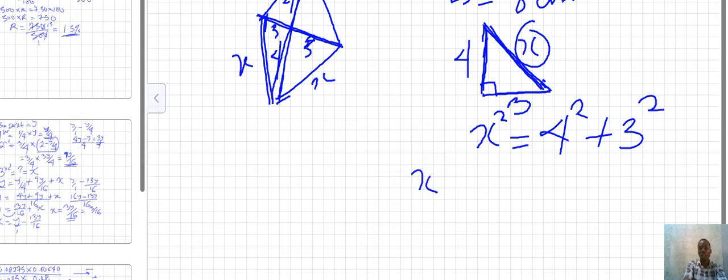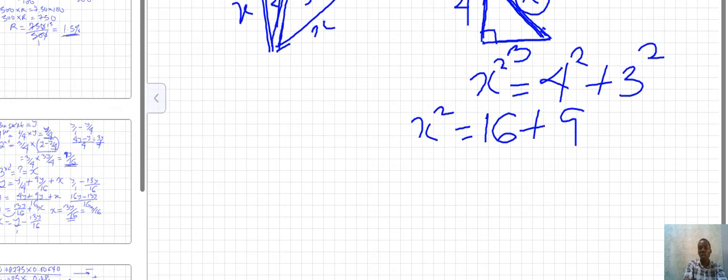So we'll have our x squared to be equal to 4 times 4. 4 squared will give us 16, plus 3 squared, which will give us 9. So our x squared is equal to 16 plus 9, which will give us 25, right? So I will square root.